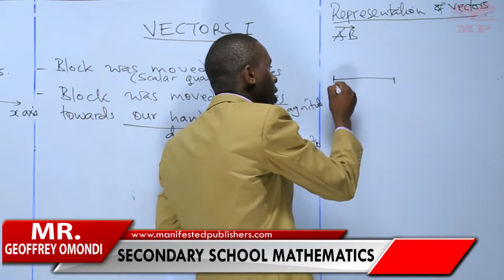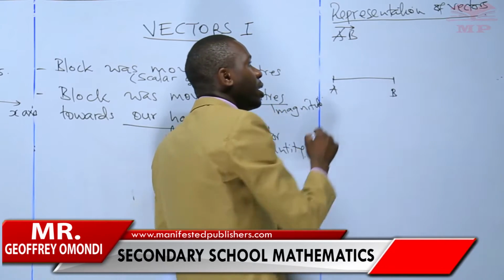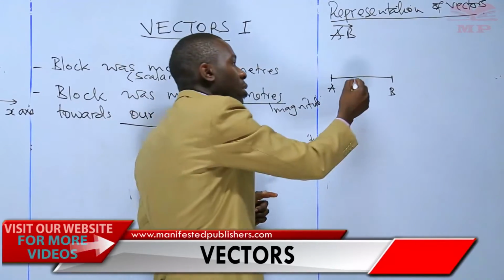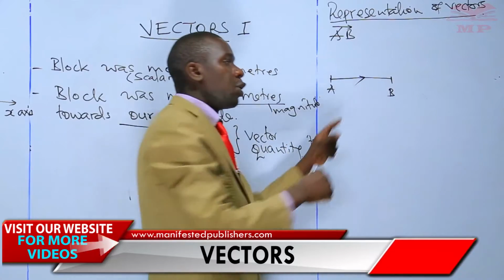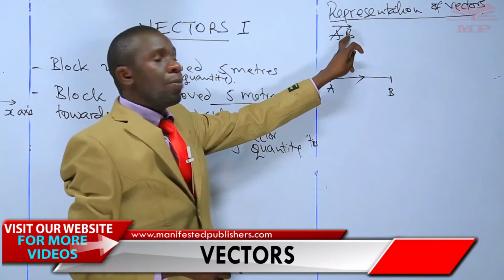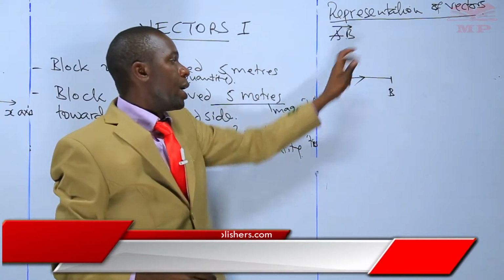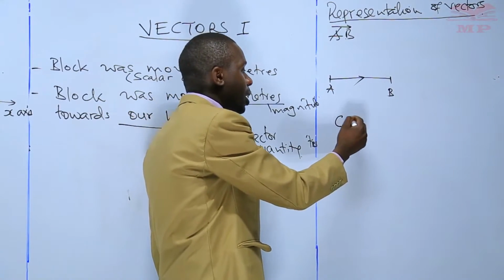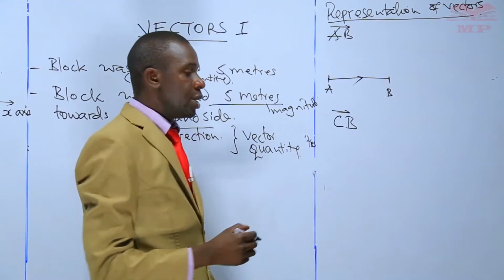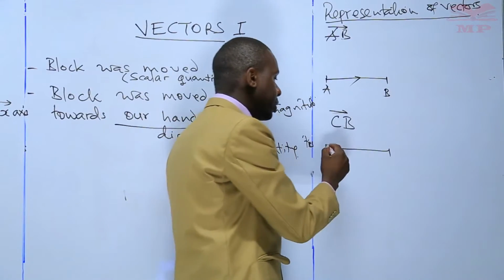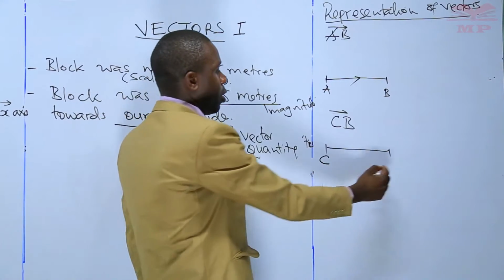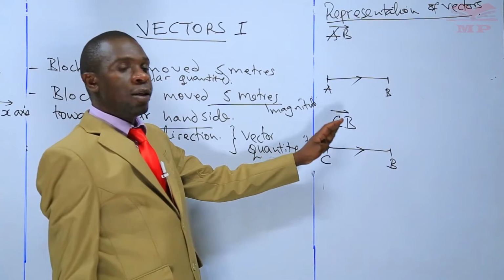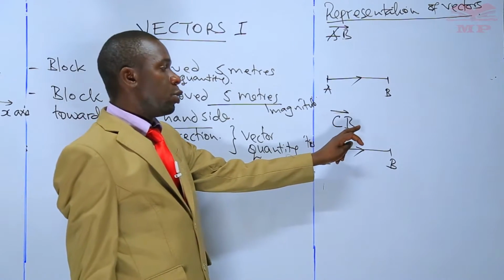For instance, you can draw that and say this is A, this is B. This is the length we are talking about. And then the direction is this way, so we will show with that arrow. So these vectors can be represented as vector AB, which we are showing here. You can, for instance, represent vector CB, in which instance it means we are having a line from C towards B, and that is the direction, showing us that this vector, the direction is from C to B.